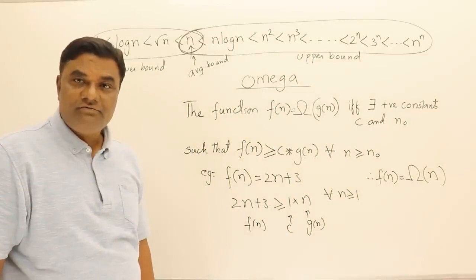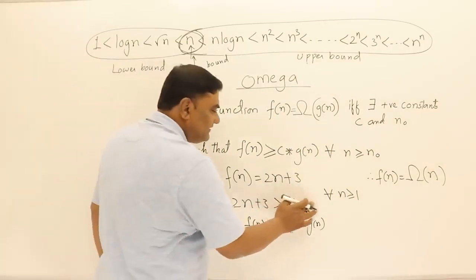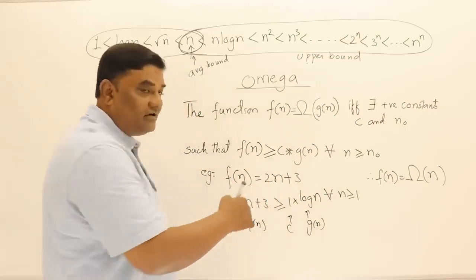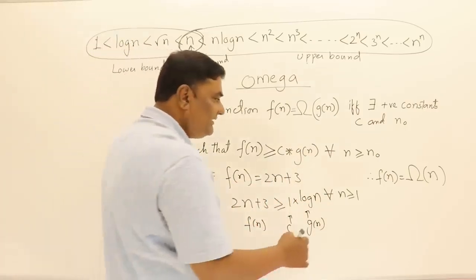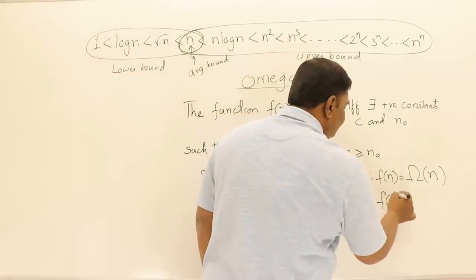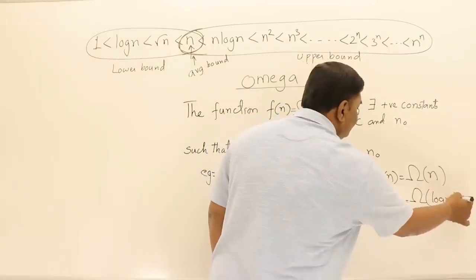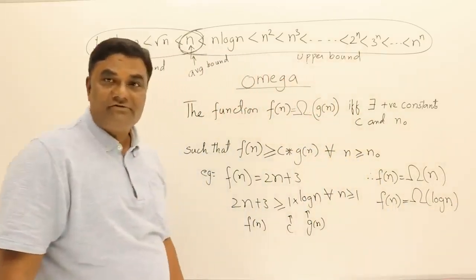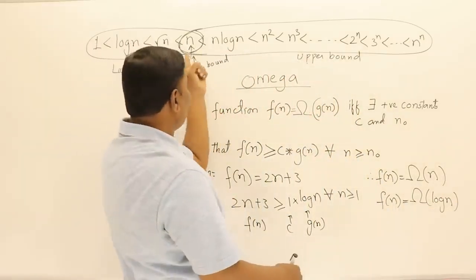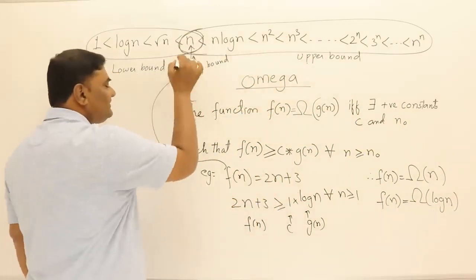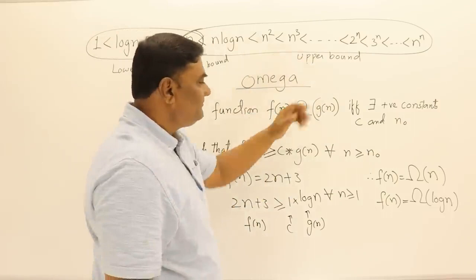This is true. So can I say here, instead of 1, can I say log n? Yes, this function is greater than log n also. So even I can say f of n is omega of log n. This is also true. But I cannot use any value other than this one. So if you remember that this belongs to this class, I cannot write anything beyond this one.